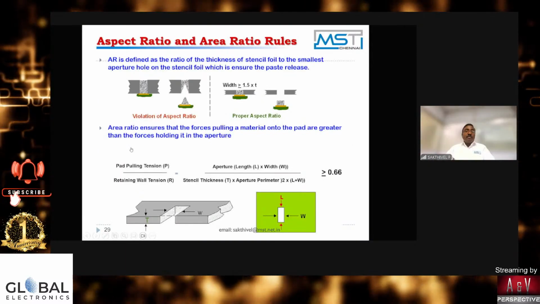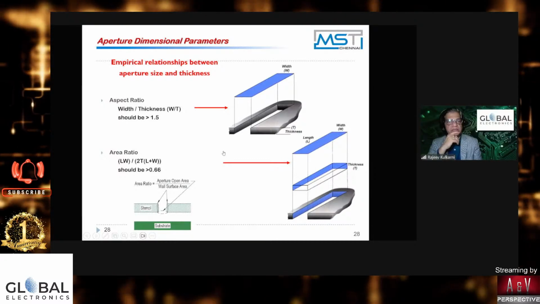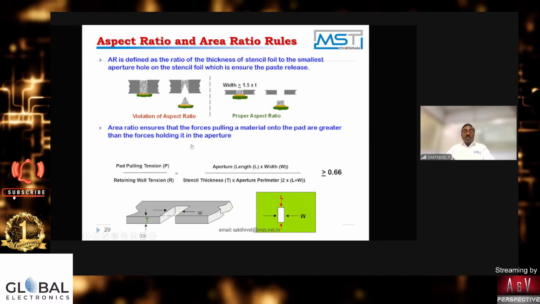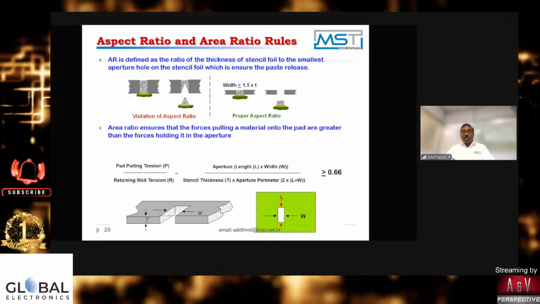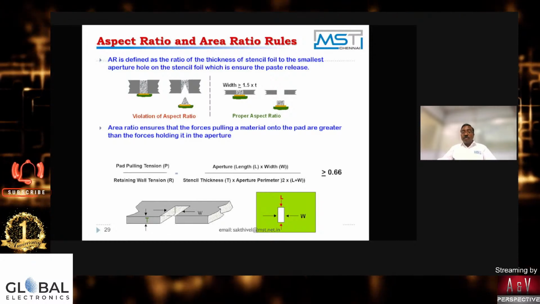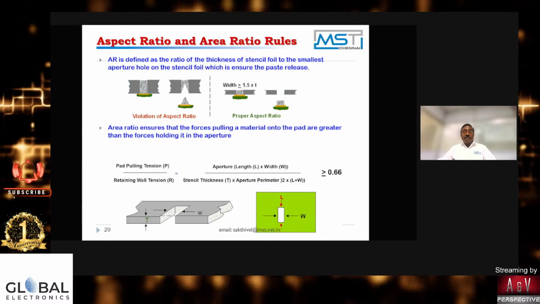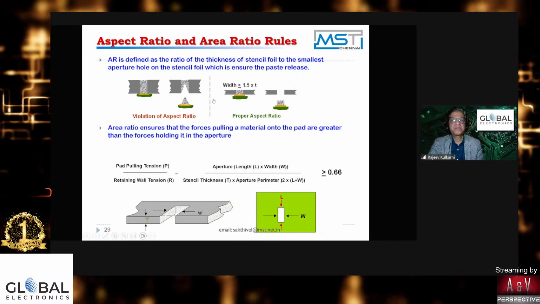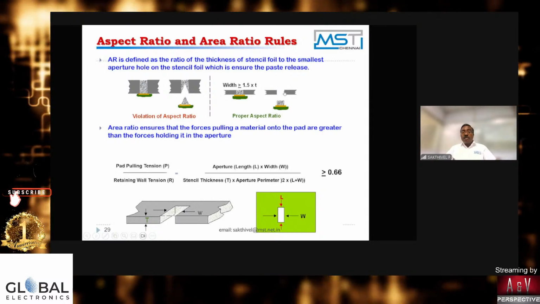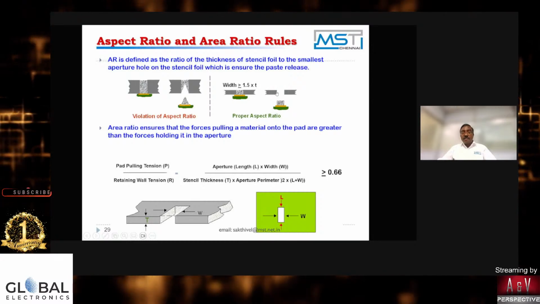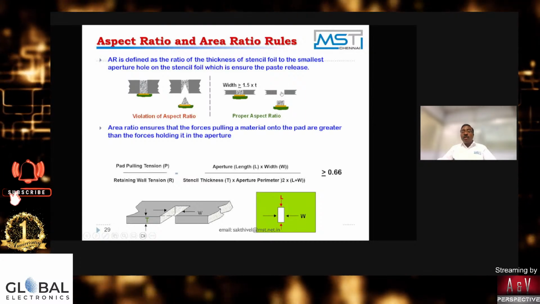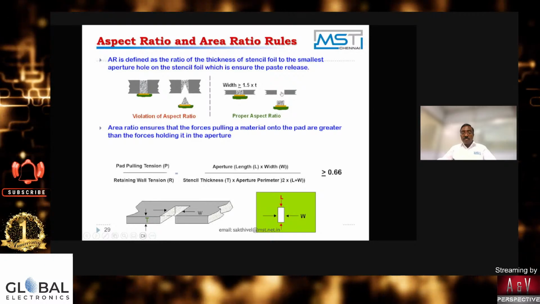So this is what I was telling you, the aperture dimension, the aspect ratio and the area ratio. When I take a workshop, I take almost half an hour to explain this to my Indian customers with many examples. The simple thumb rule on aspect ratio is that the opening size must be 1.5 times the material thickness. Then you will have better transfer efficiency.